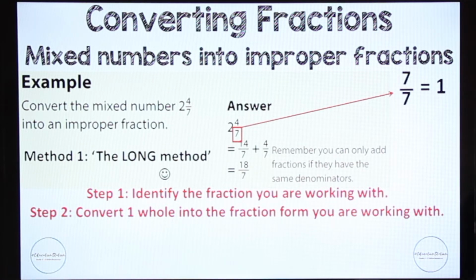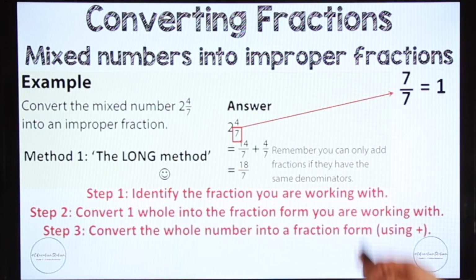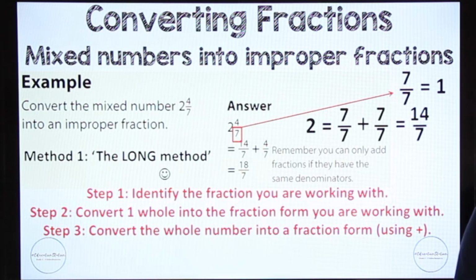So you're going to take a whole number, which is 2, and you're going to add 7 sevenths twice because you have 2 whole numbers, and we now know that 1 is 7 sevenths. So 2 equals 7 sevenths plus 7 sevenths, and if you add them together, which you may do, why?